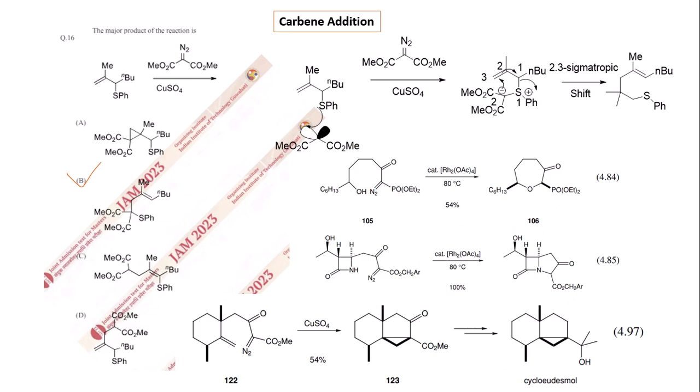And the last problem is the carbene additions. Here the copper sulfate can produce the carbene, and the sulfur can donate its vacant orbitals to the carbene and undergoes a 2,3 sigmatropic shift to produce the substituted alkene compounds, and the correct option is the B. And similarly in other problems, the carbene is formed and nucleophilic addition on this carbene produces the ring, and similarly the nitrogen atom can add to the carbene derivatives to produce rings, beta-lactam units.